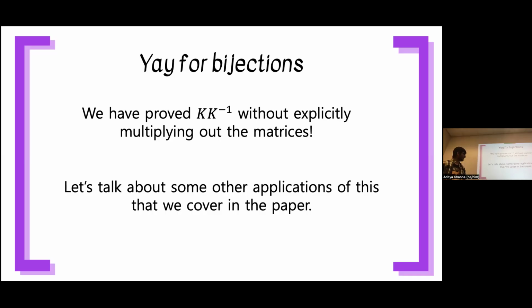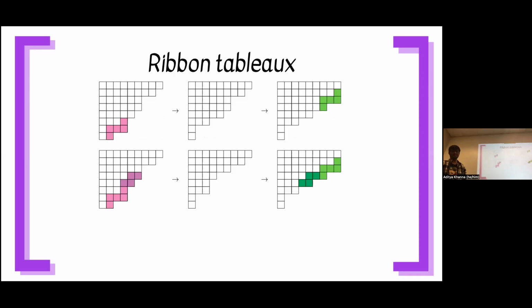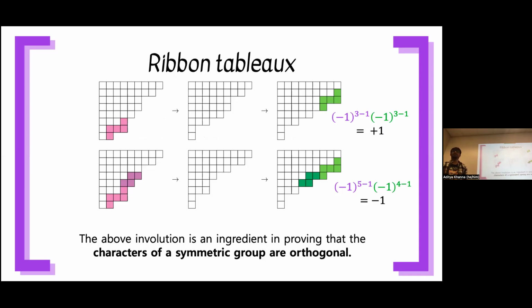In the last couple of minutes, I'll just do a rapid fire of other applications in case that interests you. Instead of special ribbons, you can define ribbon tableaux, which are tableaux made out of ribbons. I want you to just focus in every example on what we are doing: remove this, add that, has a corresponding remove this, add that. And what this shows is actually that the characters of the symmetric group are orthogonal. So this is a visual diagrammatic proof of that.